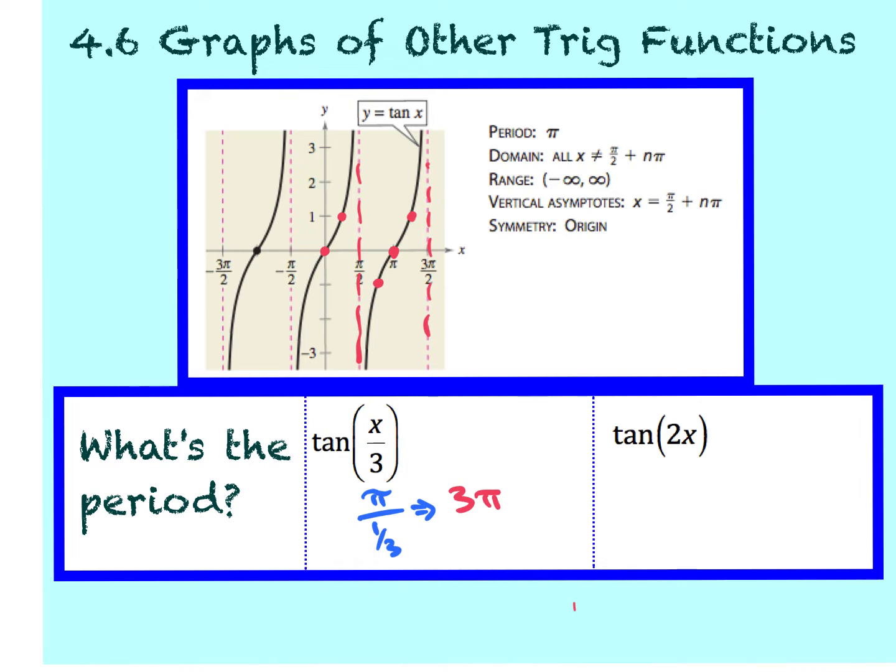So now we have tangent of 2x. All right, so I need to figure out its period. Well, what's its normal period of tangent? Pi. So I'm going to take pi and then do what? Divide it by its coefficient. So I'm going to divide by 2. So now it's going to complete its cycle in pi over 2. Make sense? All right, cool.